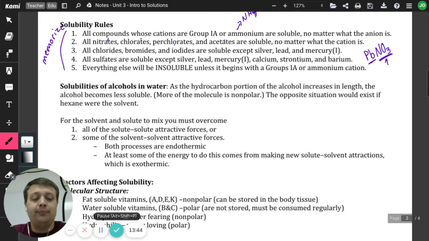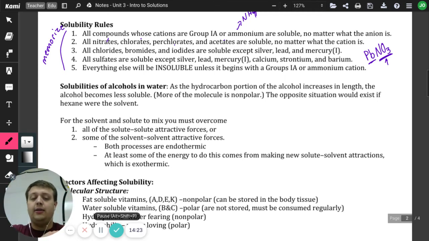Now, for the solute and solvent to mix, you have to overcome a couple of things. First off, all of the solute-to-solute attractive forces have to be overcome. That is something we have to keep in mind. If I'm talking about one solute attracted to another solute, so I've got some nonpolar molecules or some alcohols, they're going to be attracted to each other. Why? Because on the majority of their molecule, they are going to be nonpolar. So there's going to be some attraction there.